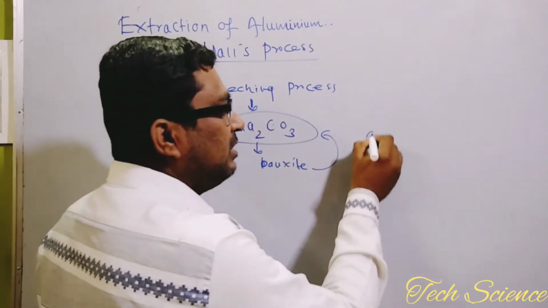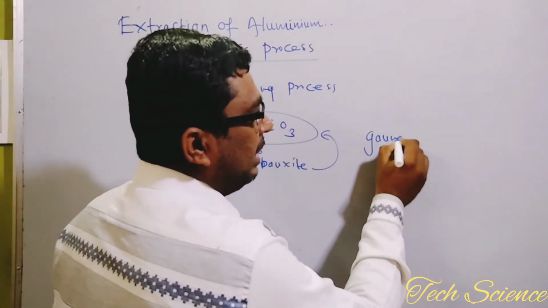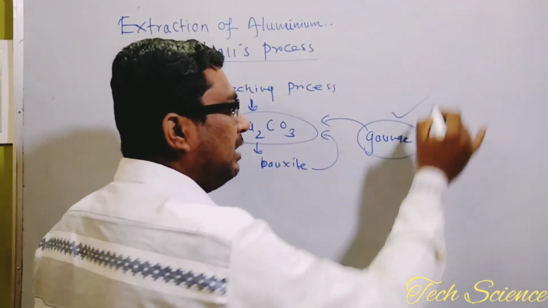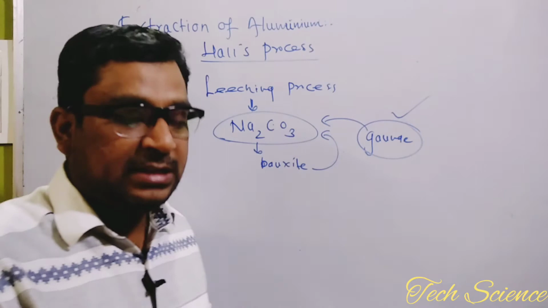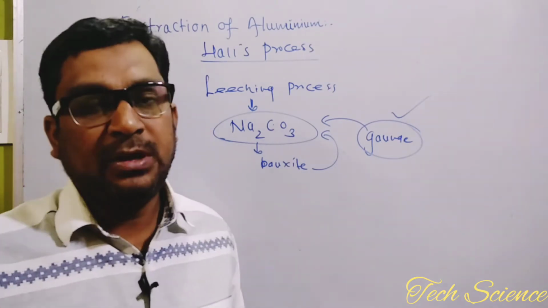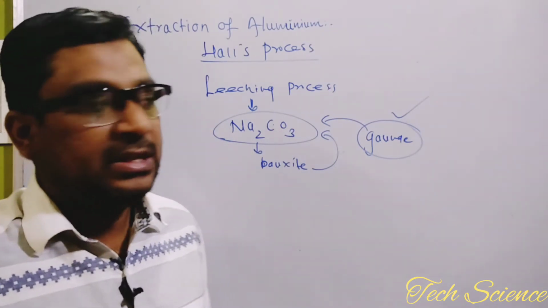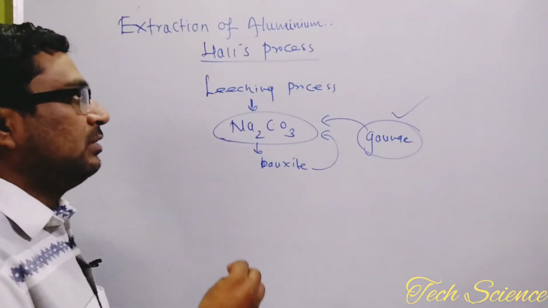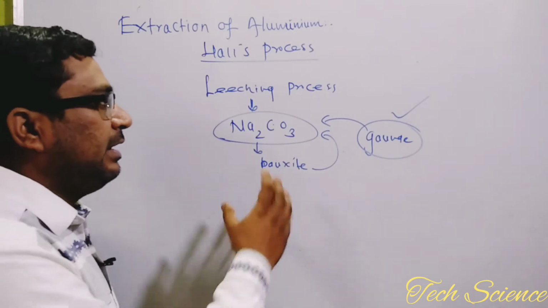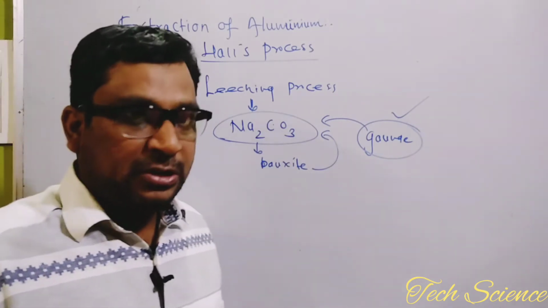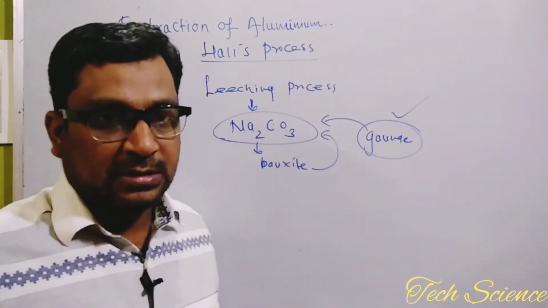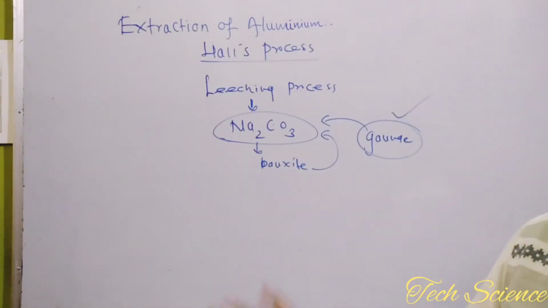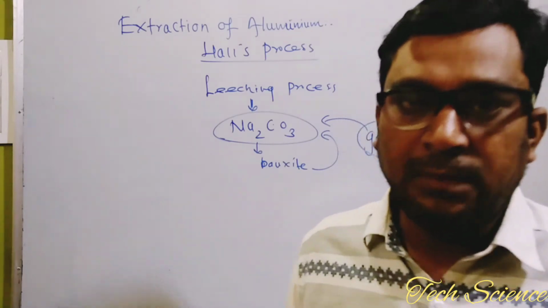But the one thing which is not dissolved, what is that? The gangue particles. These gangue particles do not dissolve in this solution. Automatically they get filtered out. They get separated with the help of a simple filtration method. That's why we are applying the leaching process. So this is what Hall did exactly in the separation of such gangue particles with the help of a solution. Bayer uses caustic soda, whereas Hall uses sodium carbonate.